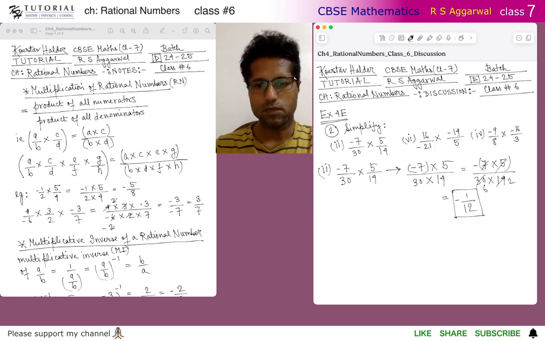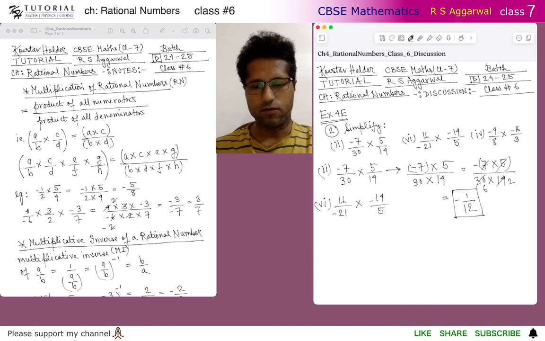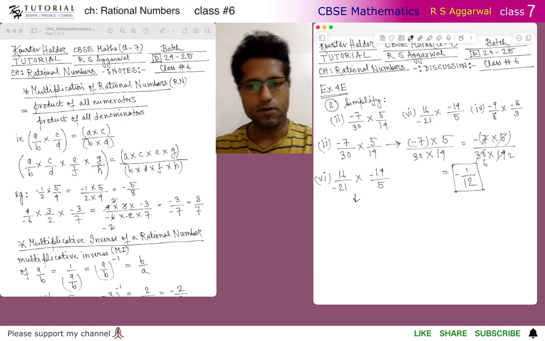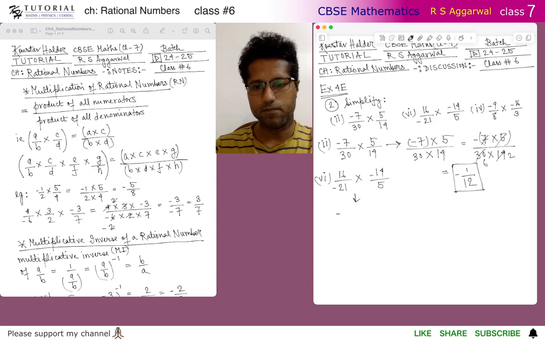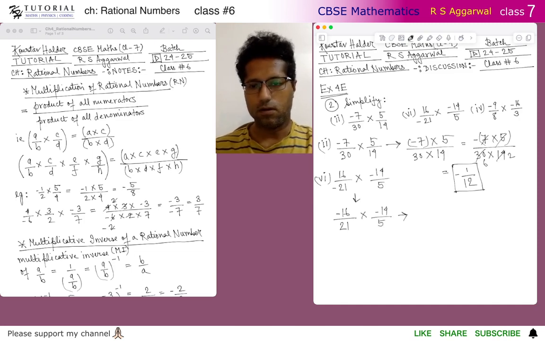Let's do part 6. This is 16 by -21 multiplied by -14 upon 5. Now we see the first rational number, 16 by -21. We have to convert it so that the denominator is positive, and after doing that it will become -16 by 21 multiplied by -14 by 5. We now find the product of the numerators, that is -16 and -14, divided by the product of the denominators.